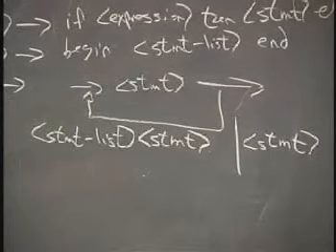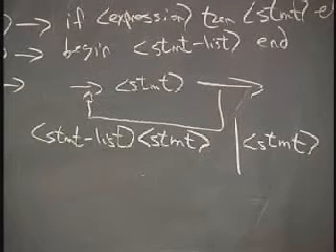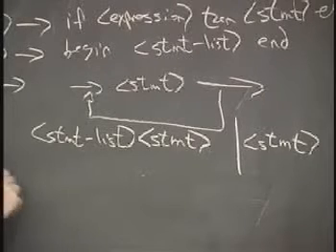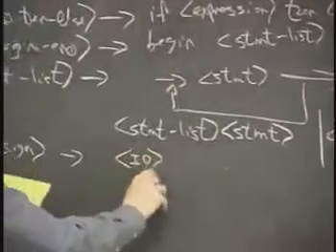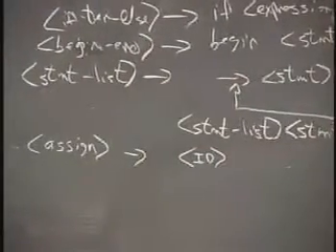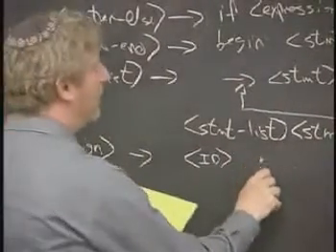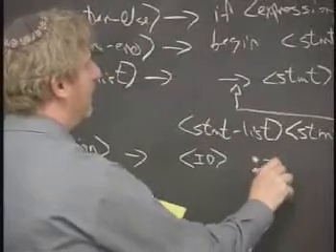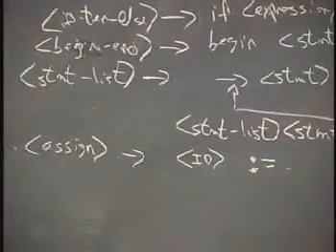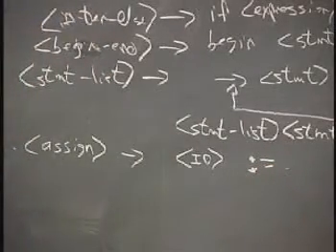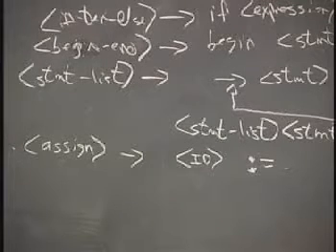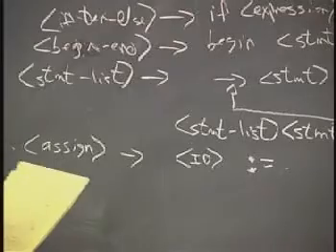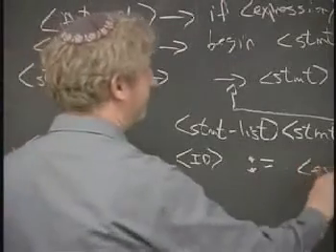What haven't we expanded yet? What's missing? What non-terminals are just sitting there? We need assignment, expression. So let's start with assignment. Assignment has some identifier, which we'll call ID. That's like some variable name. Colon equals. That's directly from Pascal. That's Pascal's way of distinguishing assignment from equality testing, the same way C uses double equals compared to assignment. Expression.